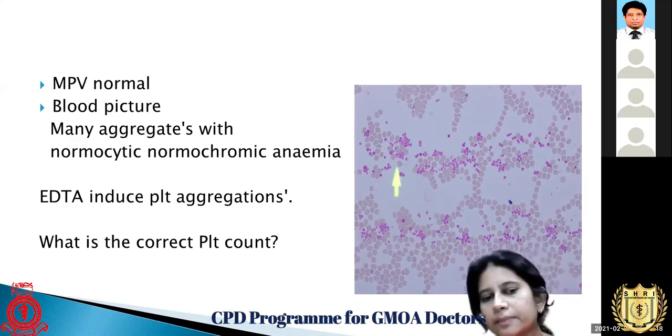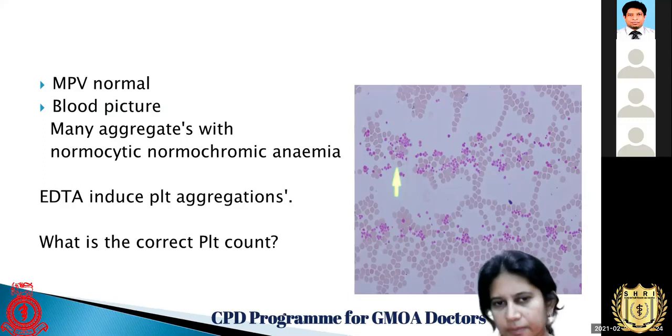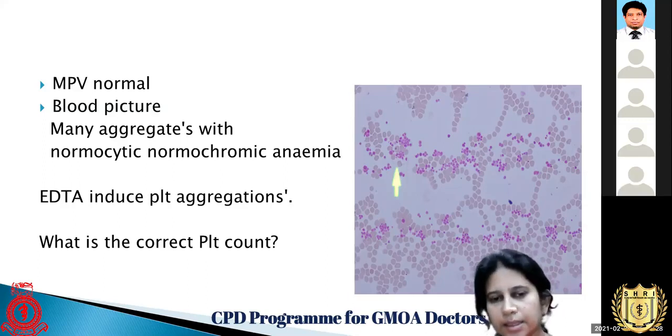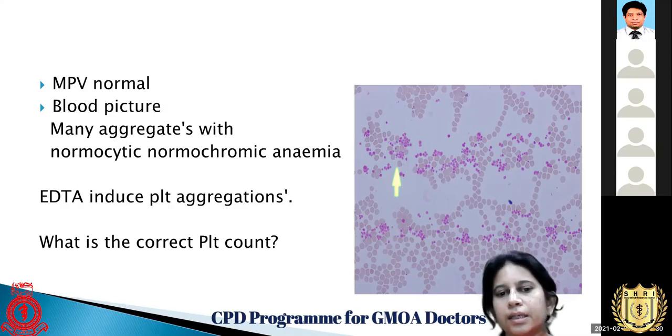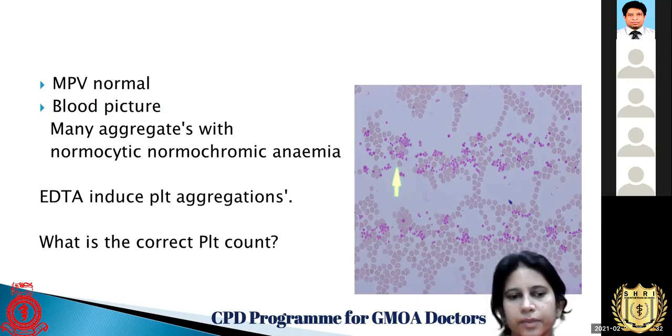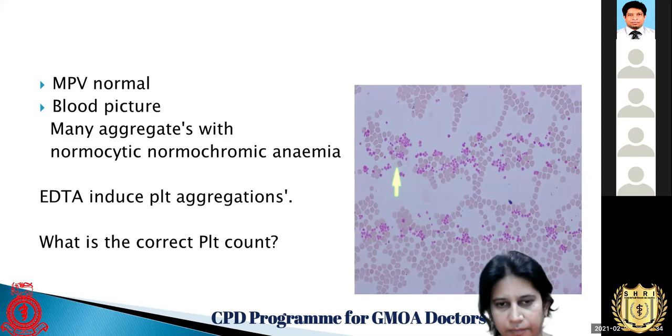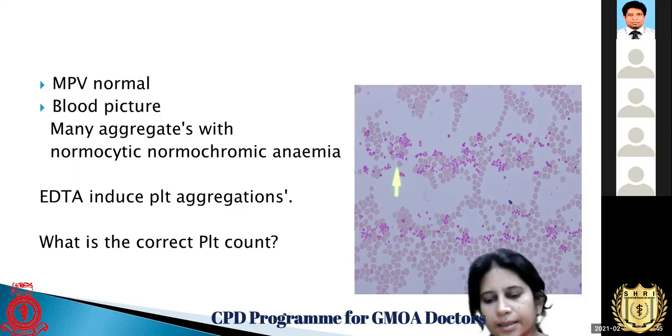So how do you correct the platelet count? You have to send a sample in a citrated tube. Ideally, you should bring the patient, if possible, closest to the machine and take the sample very quickly. Then you have to apply it to the machine. Because when you are transporting from the ward to the lab, in that period, even in a citrated tube, sometimes your platelets get clumped.